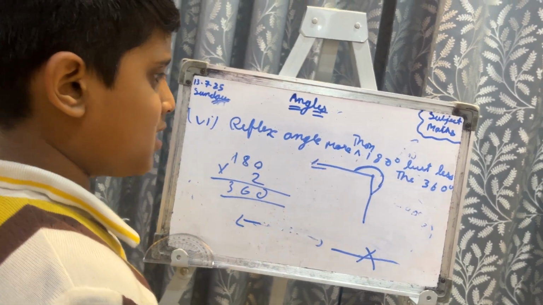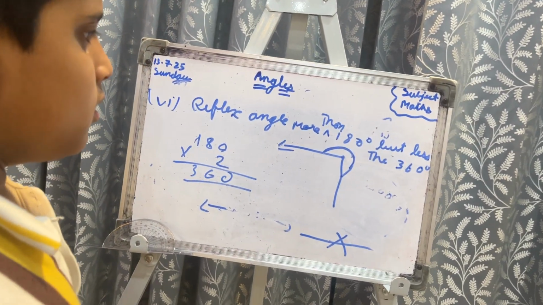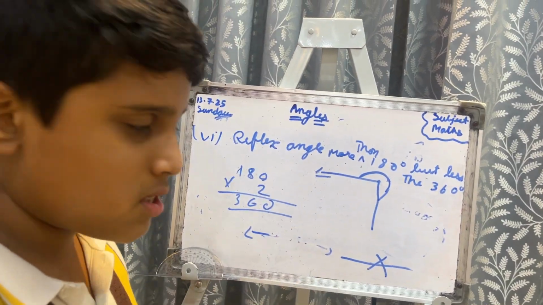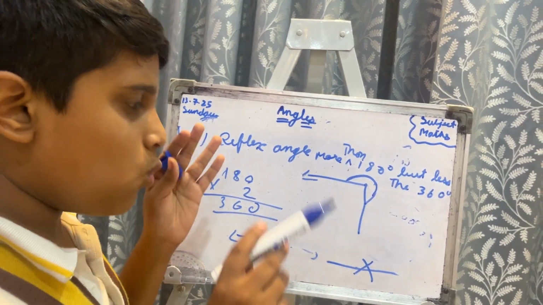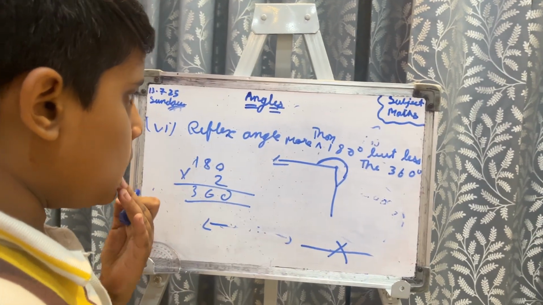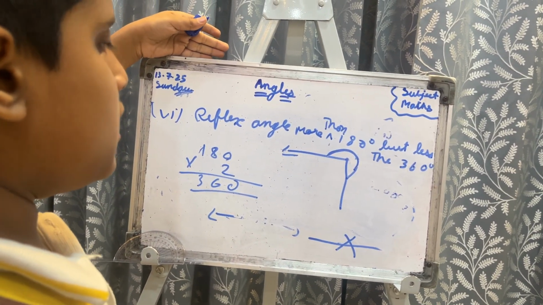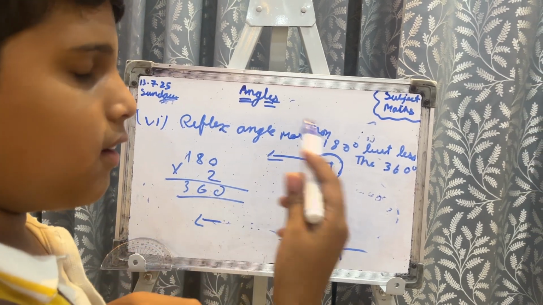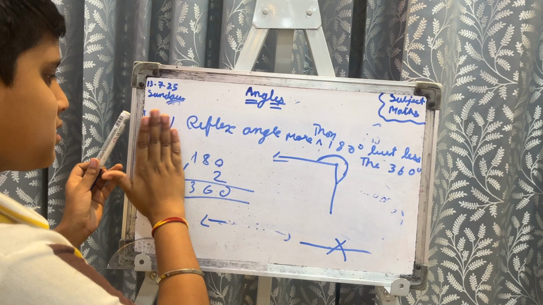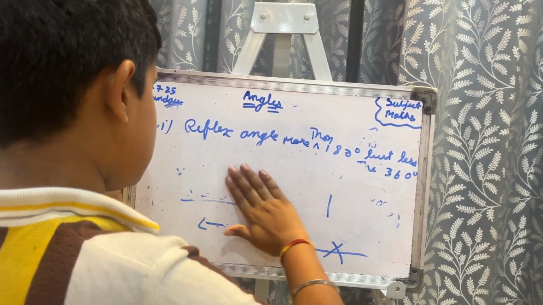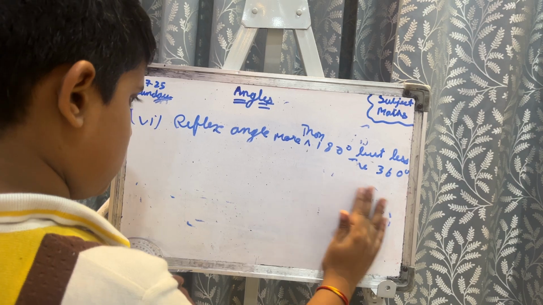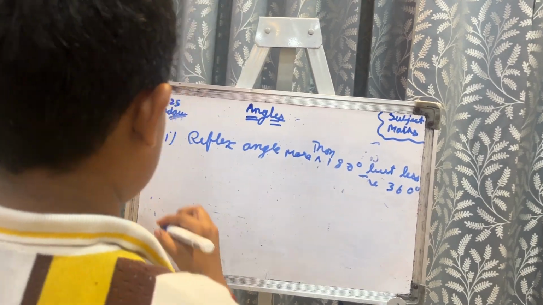360. That's why it's more than half. So half means straight angle, it's fixed, and reflex angle is between straight and complete angle. Okay. So now next comes the 360 degree angle, or we call it complete angle.